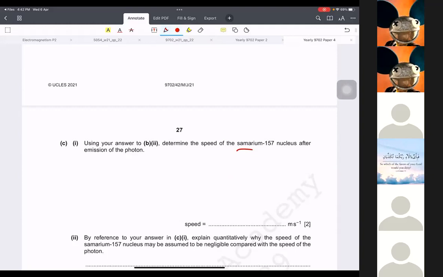Okay, using your answer in B2, determine the speed of the samarium nucleus after emission of the photon. Speed has to be found, so it is very easy. Energy equals pc. Remember this. So that's very simple. So what you do? c will be... energy, okay, we need to find the momentum. So energy upon c: 0.57 times 10 raised to power 6, times 1.6 times 10 raised to minus 19 joules, over 3.0 times 10 raised to 8. And the momentum is? We have the momentum, right?